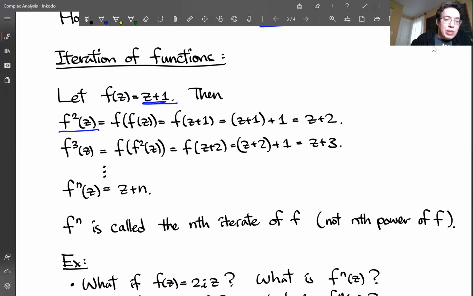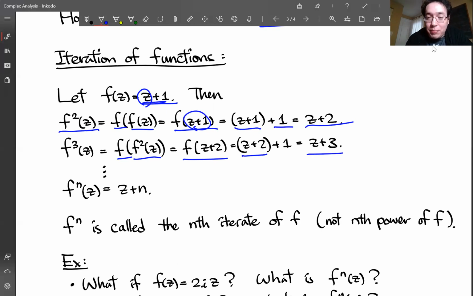If we iterate this function twice, so that's f of f of z, f of z is z plus 1, so I'm going to rewrite the input as z plus 1. And we're putting the z plus 1 into the z, so z plus 1 plus 1, which simplifies to z plus 2. Okay, the third iterate would be f of the second iterate of f of z, and we just computed the second iterate, so that's f of z plus 2. We plug the z plus 2 into the function and get z plus 3.